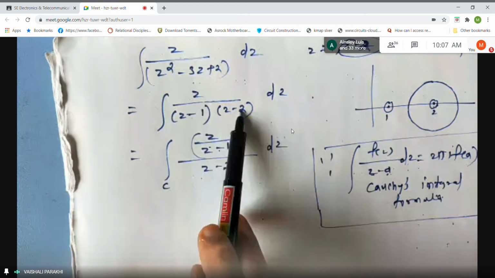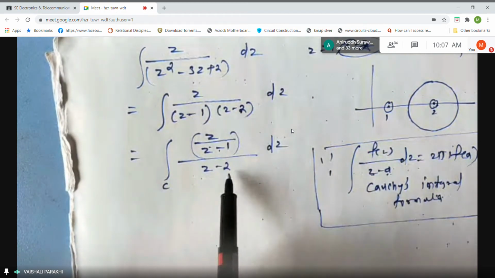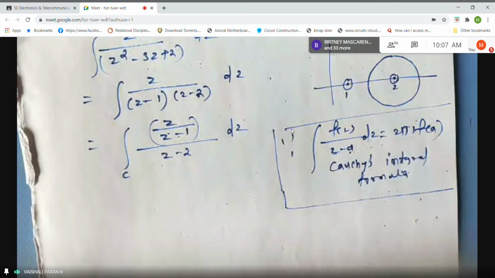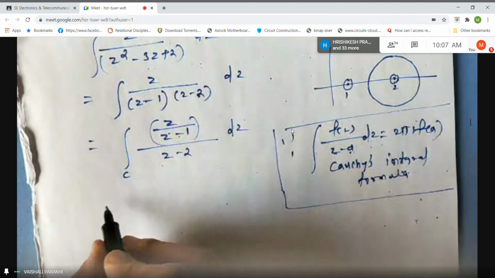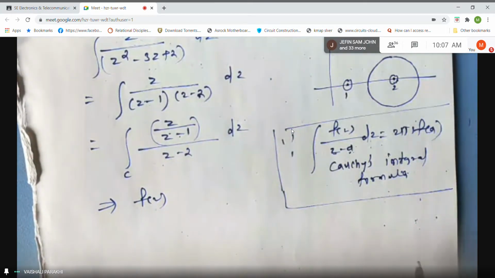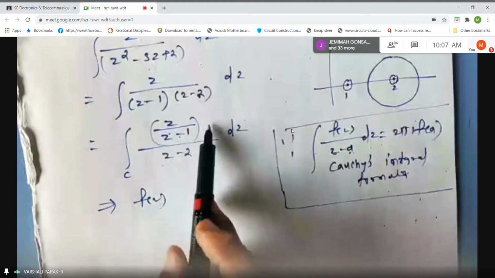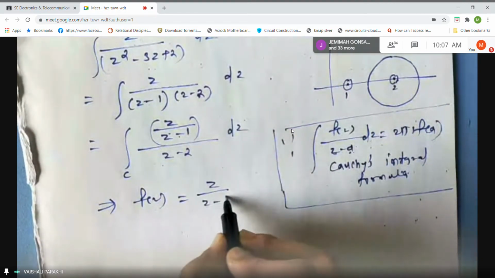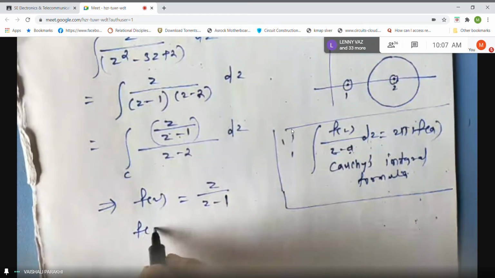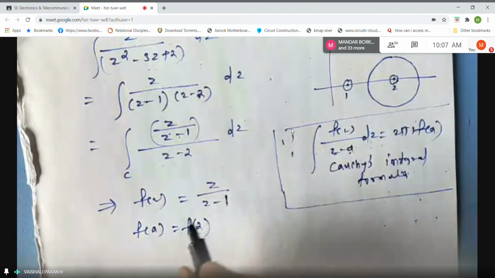First, I have factorized the denominator. Then I have kept only z minus 2 in the denominator, because this is our Cauchy's integral formula after cross multiplication by 2 pi i. Okay? So, what is f of z here? f of z will be just direct comparison. I am not doing anything complicated. What is f of z? f of z is this bracket, right? The numerator, z upon z minus 1. So can you tell me what will be f of a? What is a here? a is 2, isn't it?